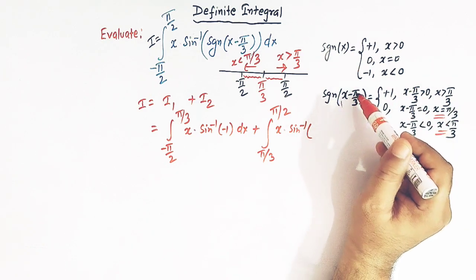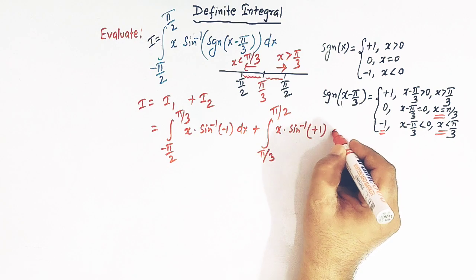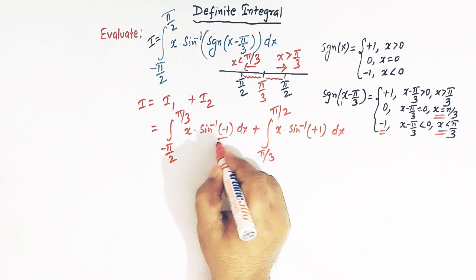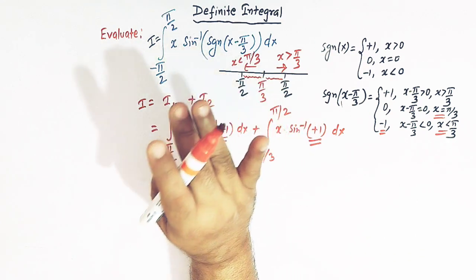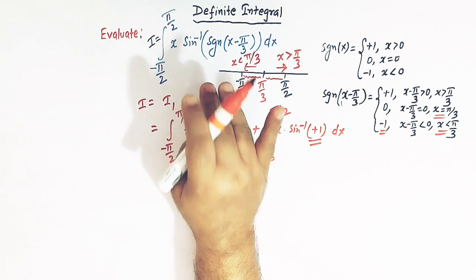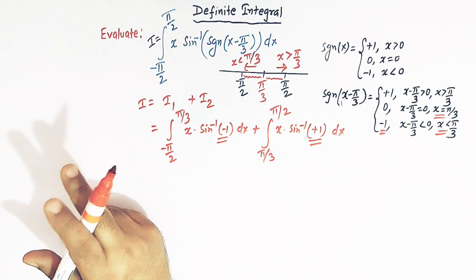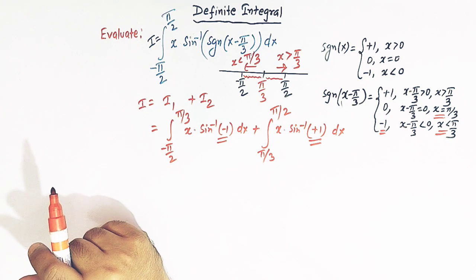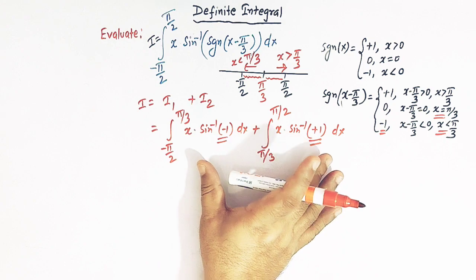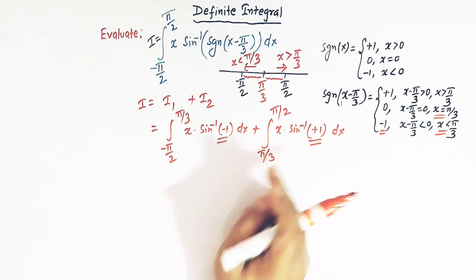So signum of x minus pi by 3 takes the form plus 1, right? This is the important point while integrating these types of integrals involving important functions like the greatest integer function, signum function, fractional part function, or the absolute value function, right? So now we have these two simple integrals to evaluate, right?